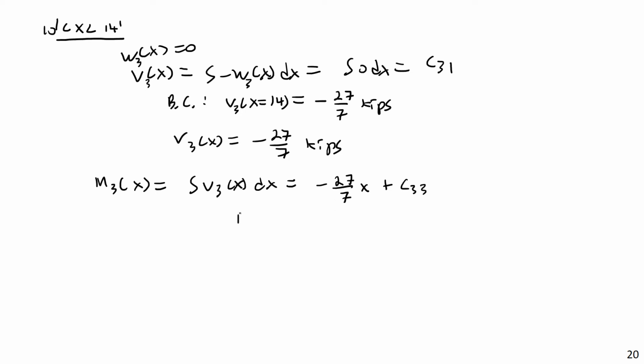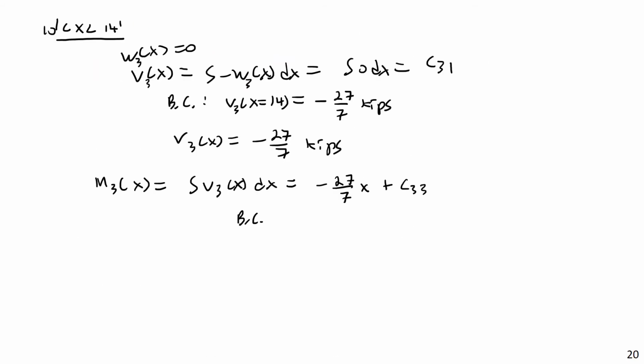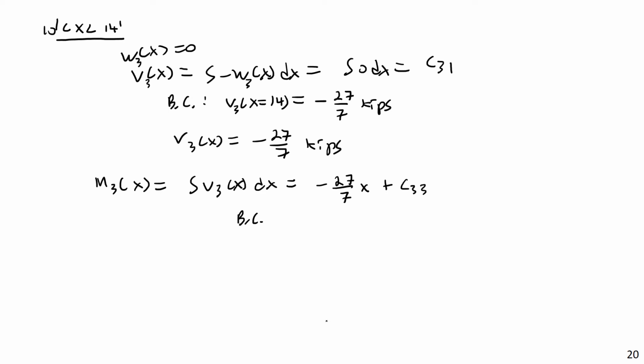And I need a boundary condition. And I know at the end of this beam there is a roller, and that means the moment there is going to be 0. Again, if you have a pin or a roller on the ends of a beam, the moment at those locations are always going to be 0. So I could say the moment in zone 2 at x equals 10 must be equal to the moment in zone 3 at x equals 10, but it's late enough at night already. I'm just going to go ahead and be a little lazy and say that M at x equals 14 is equal to 0.